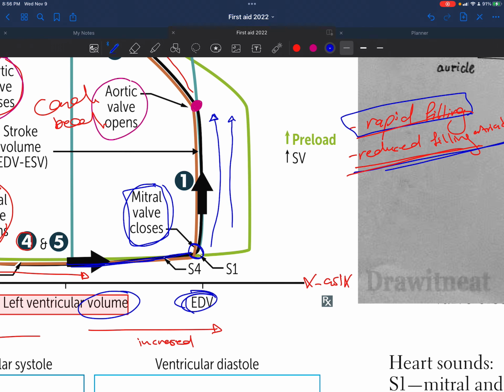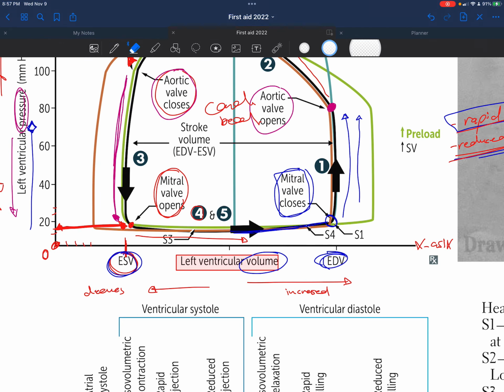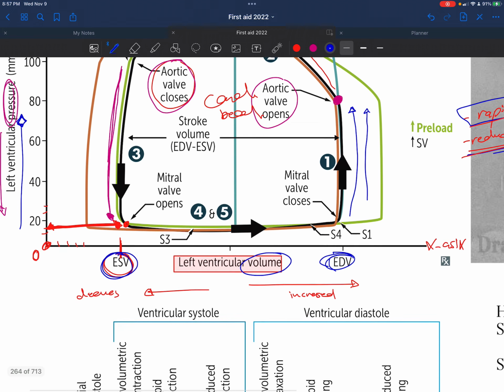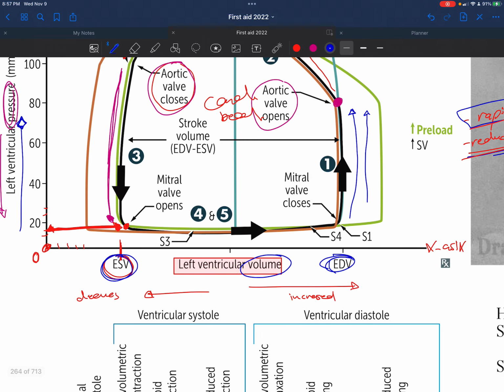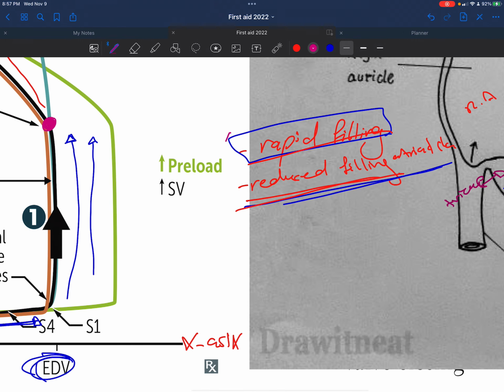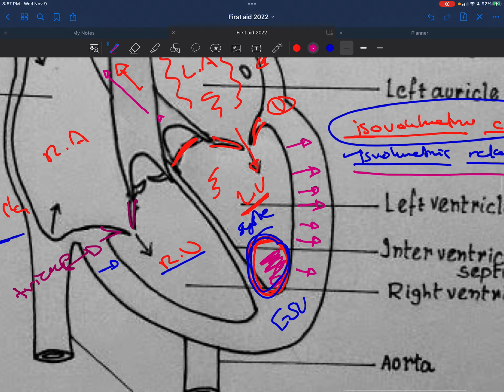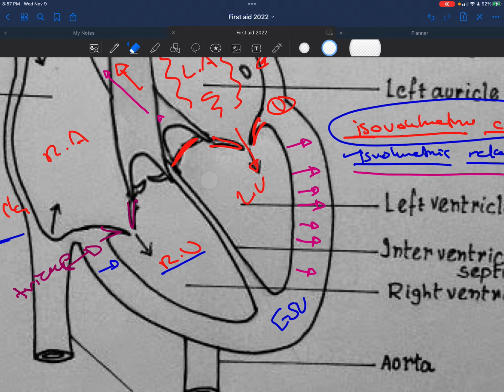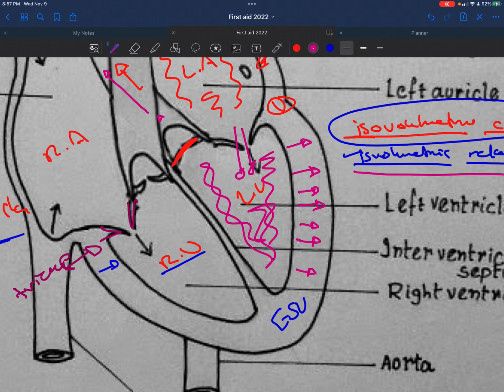The end diastolic volume, we can know it just by looking at this graph. It's the amount of blood that actually fills the left ventricle at the end of diastole. So the left ventricle keeps filling by the rapid filling and by the reduced filling. We have them over here. So this is the rapid filling, this is the reduced filling, and that means the whole amount of blood that comes into the left ventricle from the left atrium and fills up the left ventricle. So when the mitral valve closes, over here, the mitral valve closes.